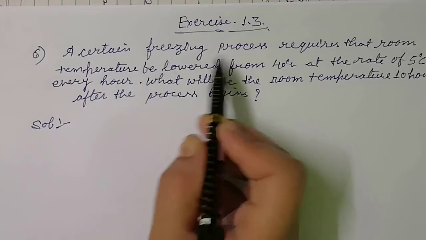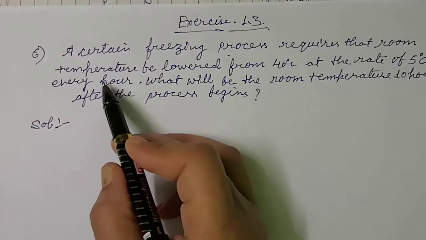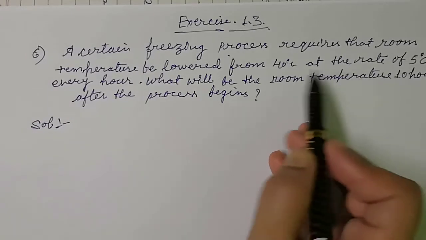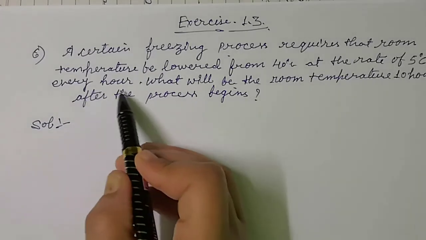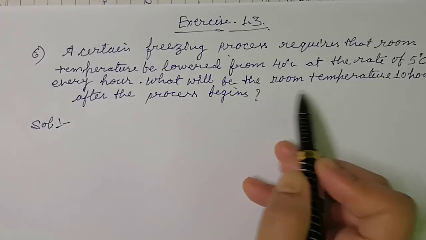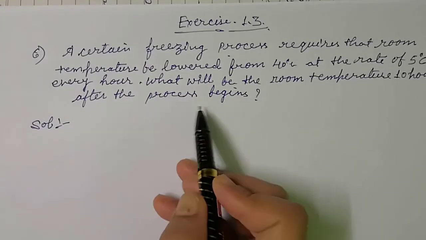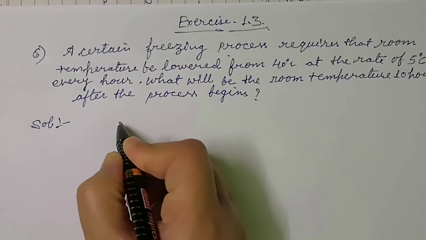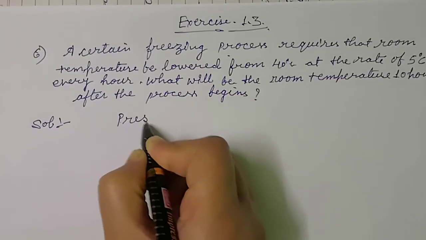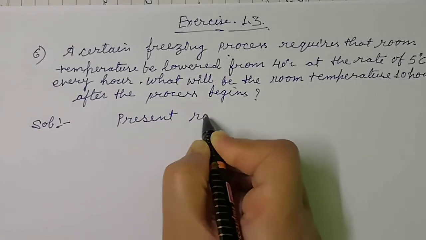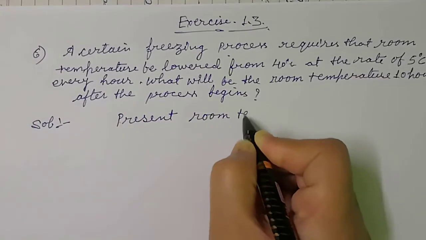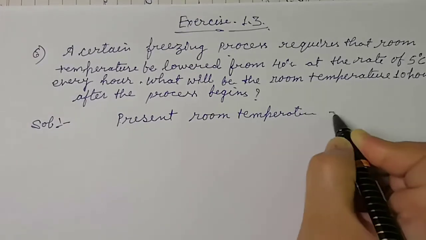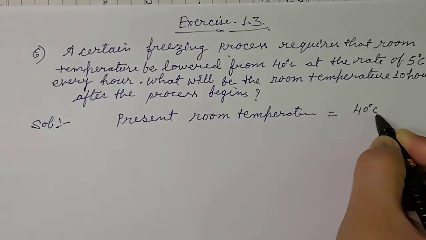A certain freezing process requires that room temperature be lowered from 40 degrees Celsius at the rate of 5 degrees Celsius every hour. What will be the room temperature 10 hours after the process begins? Okay, so first of all we'll write the present room temperature. Present room temperature is 40 degrees Celsius.